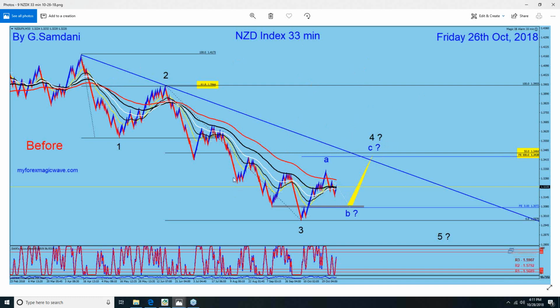Okay. Who took the Euro Aussie and Pound Aussie that I tweeted on Friday? Anybody took that or no? You guys connected to my Twitter?